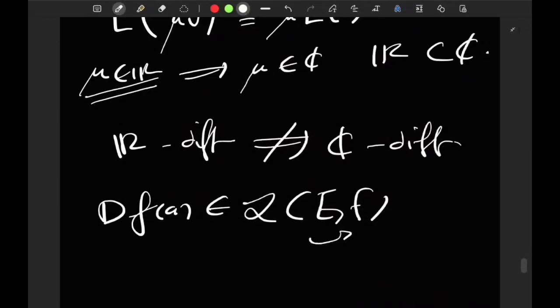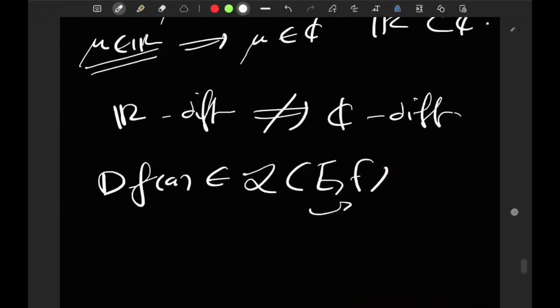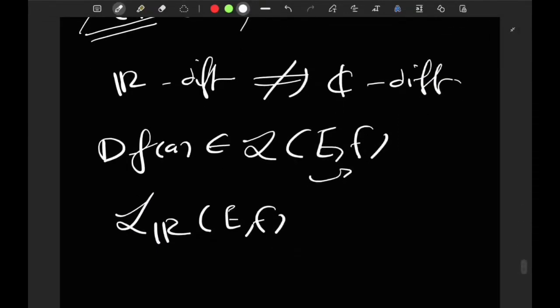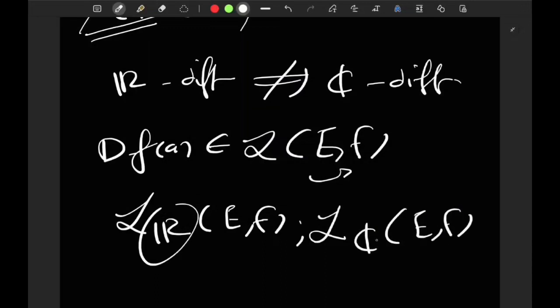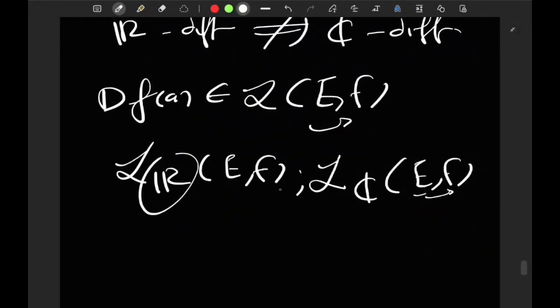But linear in which sense? R linear or C linear? To be precise, we have to say, okay, well, it belongs to LR of EF, so a linear map from E to F as an R linear map, and continuous of course, versus saying LC of EF, a C linear map from E to F, which is continuous as well. Okay, these two spaces are different from each other. They're not the same space.